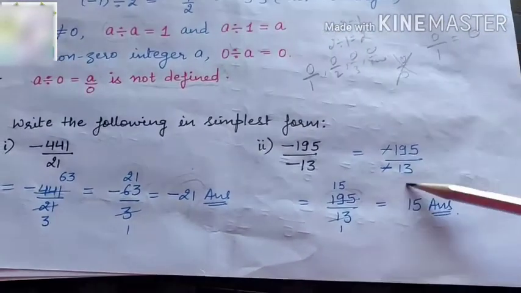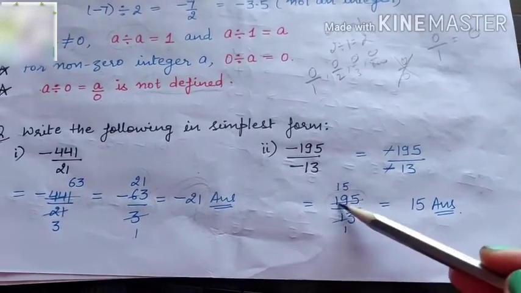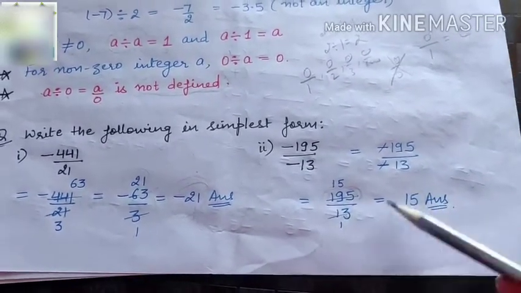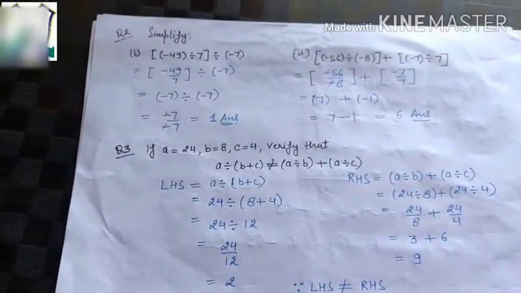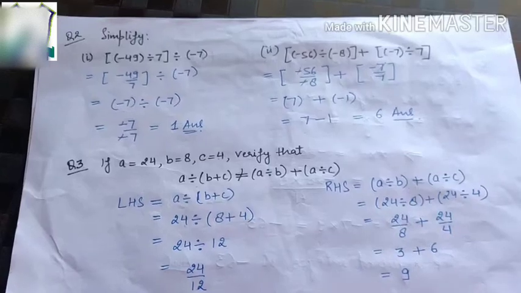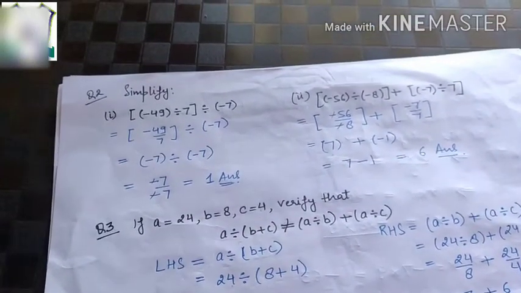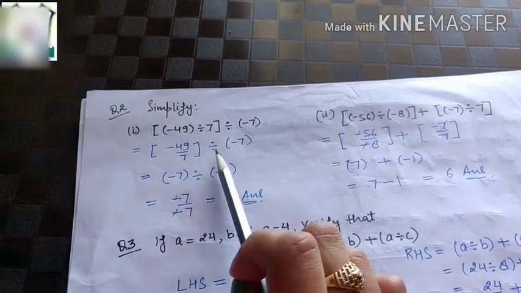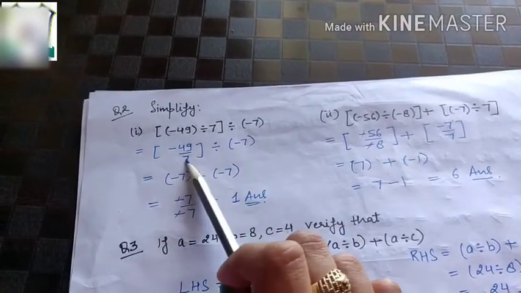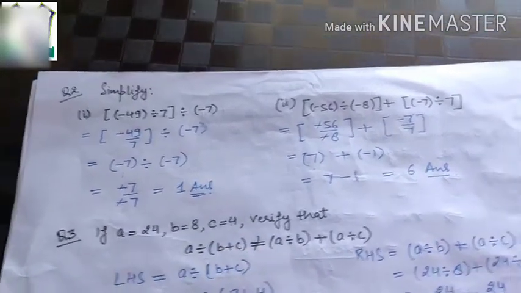Similarly, here also both the integers are negative, minus and minus cancel out, and 13 into 15 is 195, so the answer is 15. Next one, here you have to simplify it. First we solve the bracket, so it is minus 49 upon 7 divided by minus 7. When you divide it, it is minus 7. Minus 7 divided by minus 7 is 1.